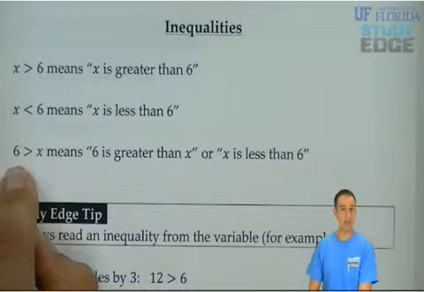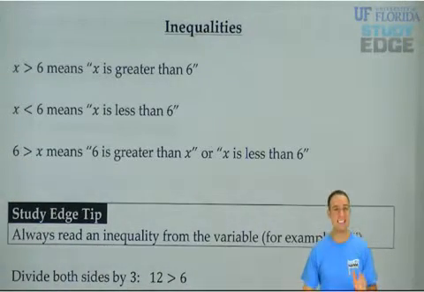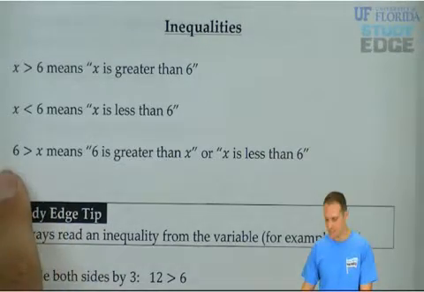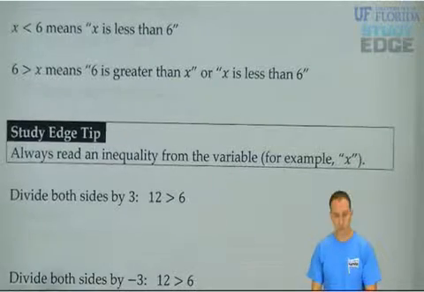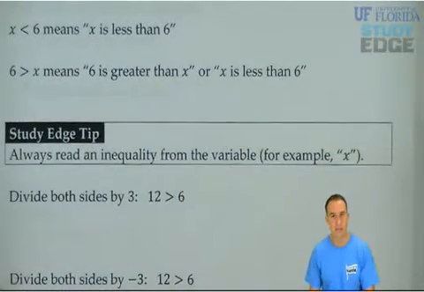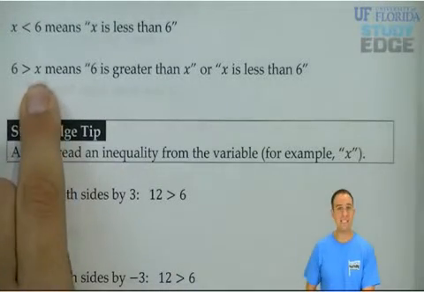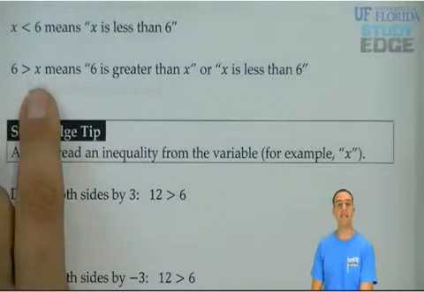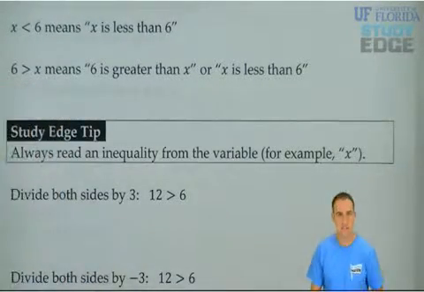This third inequality is 6 is greater than x, but you really want to read it as x is less than 6, because you always want to read an inequality from the variable. In this case, x. It's good to know that the variable x is going to be less than 6, meaning x is any number that is less than 6.